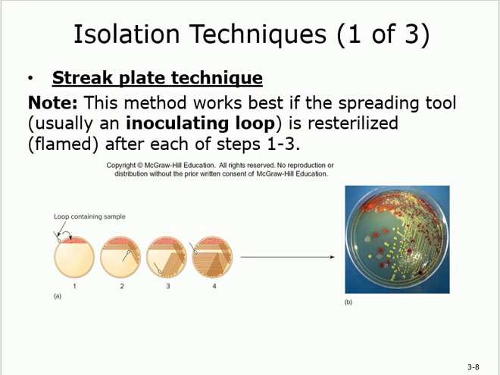Why are you doing that? You don't want to mix it with something else that you introduced, right? So you re-sterilize first, and then you do the streaks. Look at this picture right here. This is the streak. So you get it and you start to streak like this to separate them apart so you can see the different species.